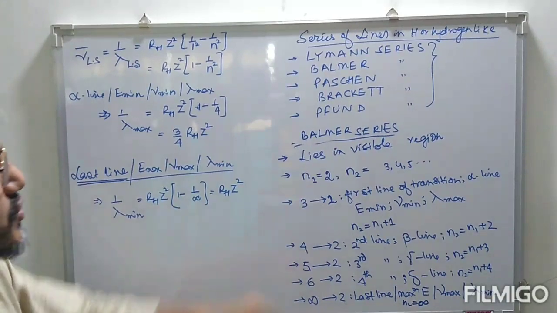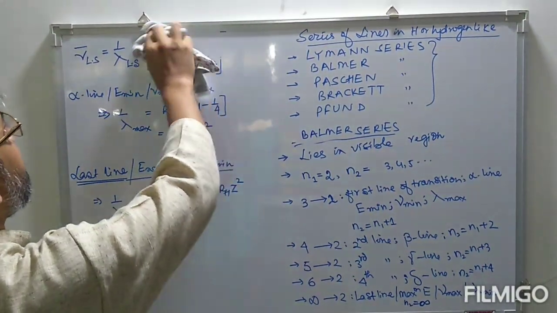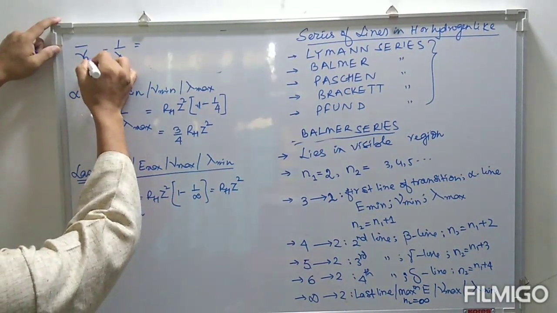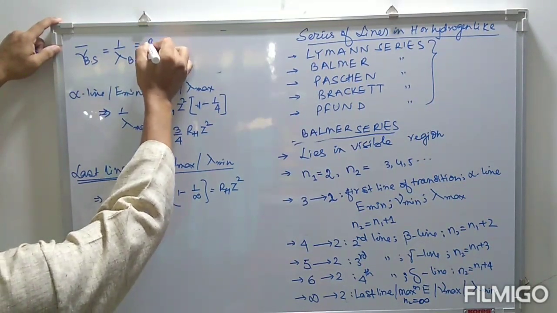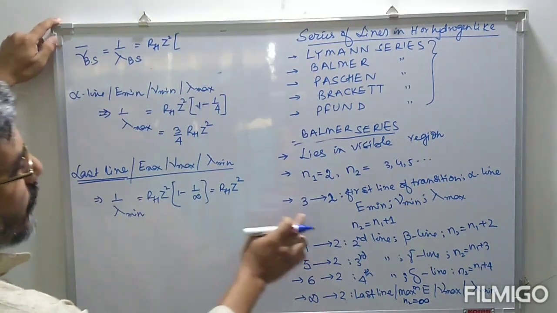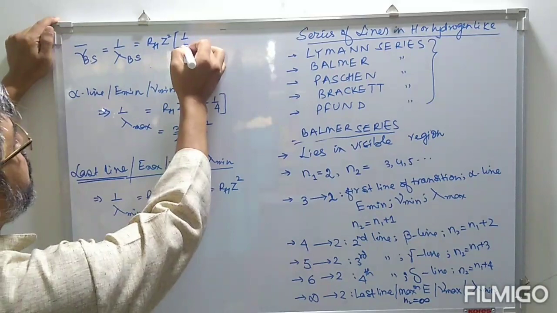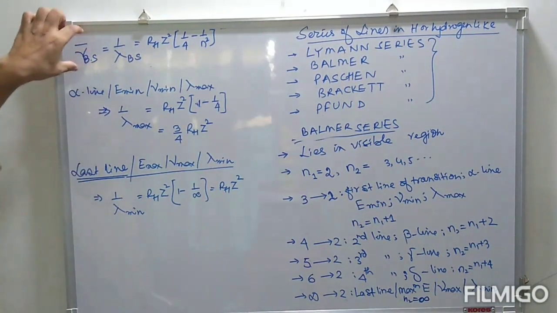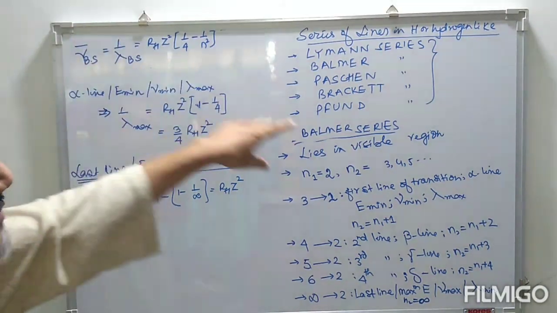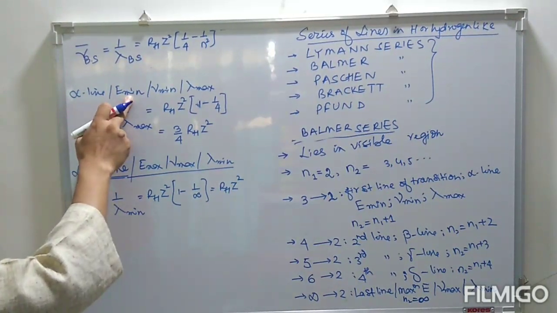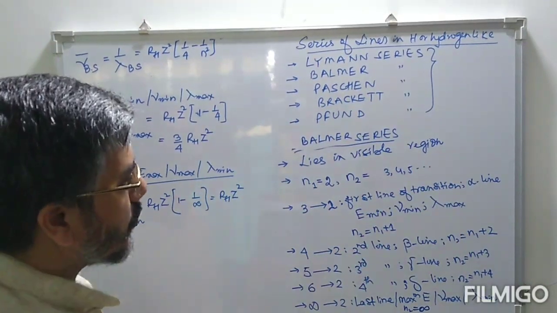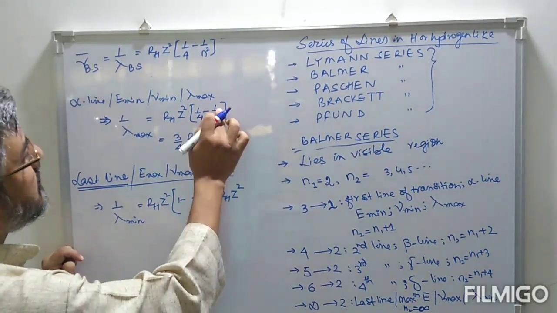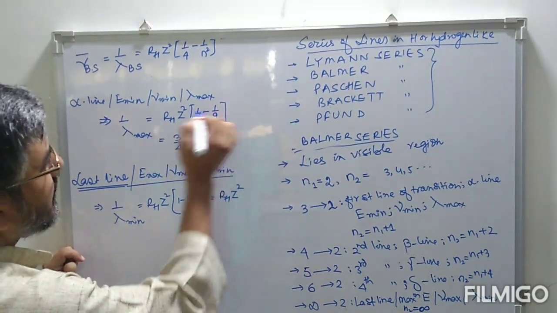Now since the value of N1 is 2, the equation applicable for this Balmer series is RH Z square (1 by 2 square, that is 1 by 4, minus 1 by N square). This is the Rydberg equation as applicable to the Balmer series. Now first line, minimum energy transition, for which the value of N2 is N1 plus 1. So alpha line is 1 by 4 minus, N2 is 3, so 1 by 3 square means 1 by 9.